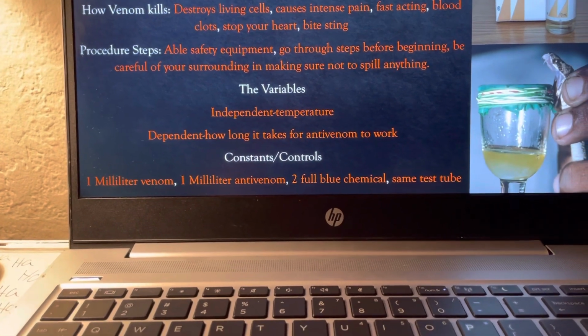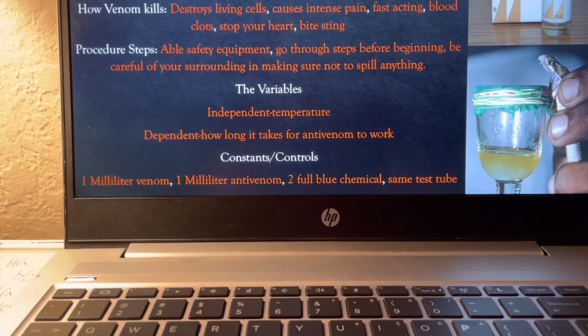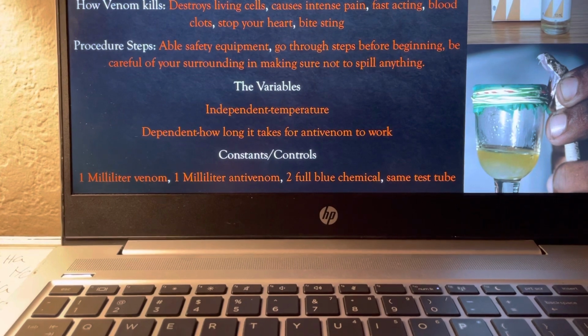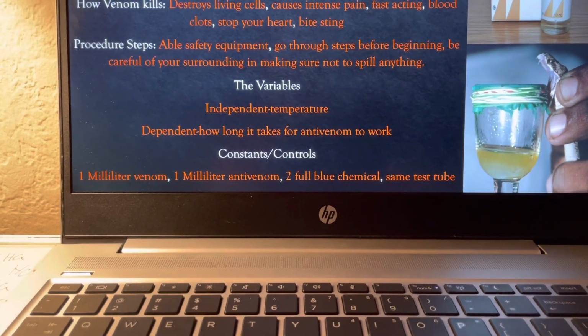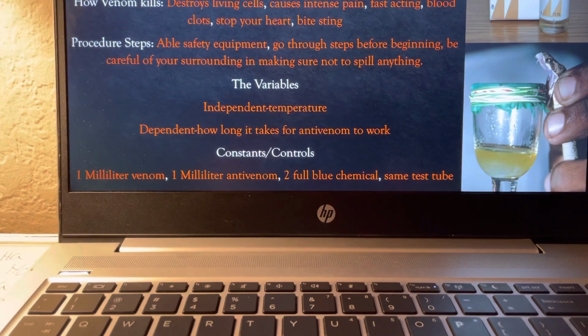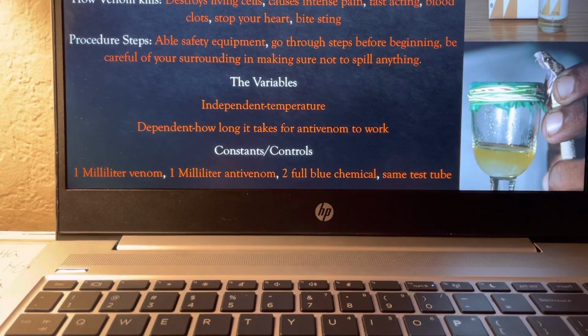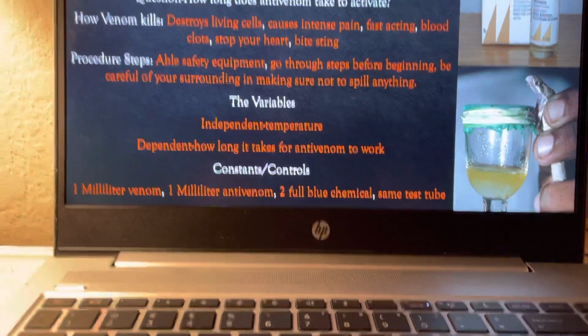Variables. Independent was temperature. Dependent, how long it takes for antivenom to work. Constants and controls: 1 milliliter venom, 1 milliliter antivenom, 2 full blue chemical, and the same test tube.